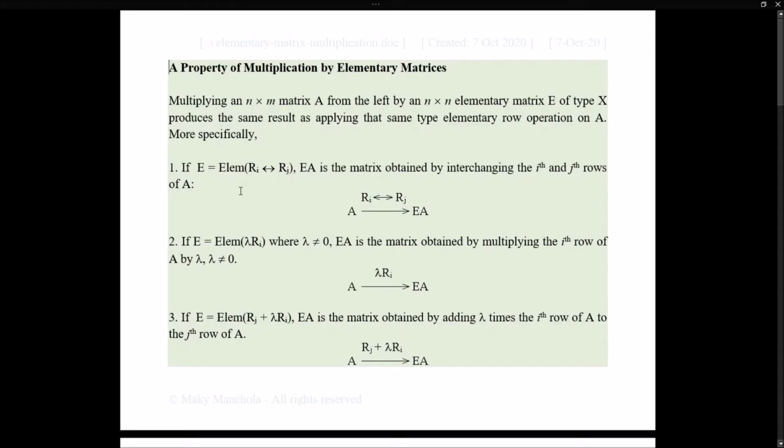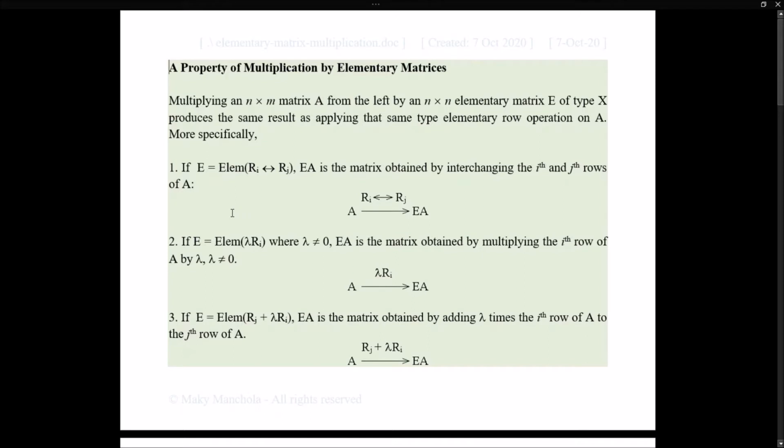A property of multiplication by elementary matrices. Multiplying an n by m matrix A from the left by an n by n elementary matrix E of type X produces the same result as applying that same type elementary row operation on A.